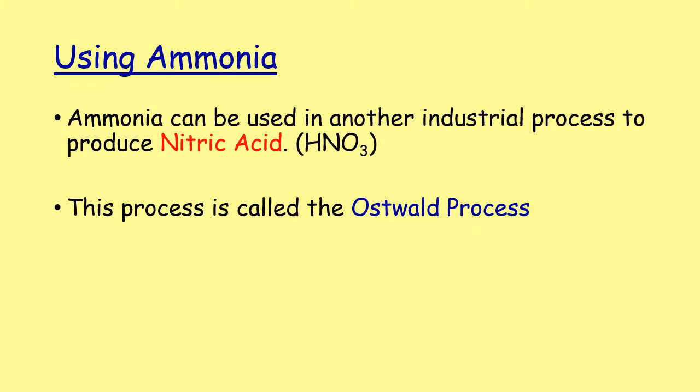So next what we have is how to use ammonia. In regards to making fertilizers, ammonia can be used directly to make some fertilizers if you want a fertilizer to contain ammonium ions, but ammonia is also importantly used to make nitric acid, which has the formula HNO3. The process by which ammonia makes nitric acid is called the Ostwald process, and we'll explore that in more detail in a future lesson.